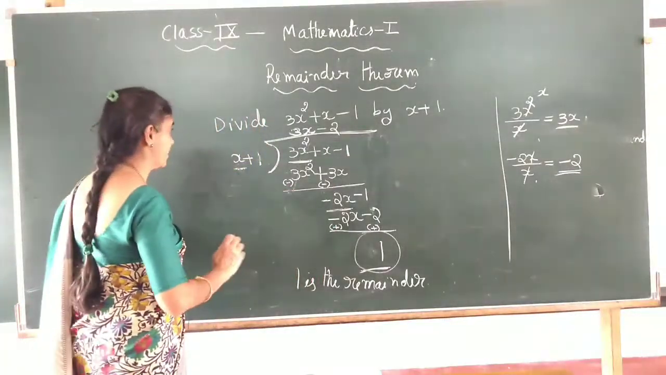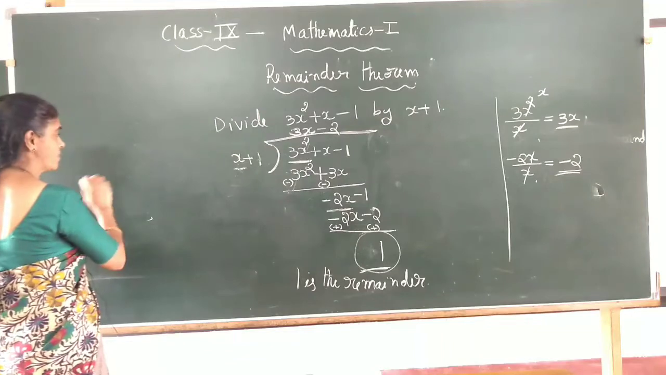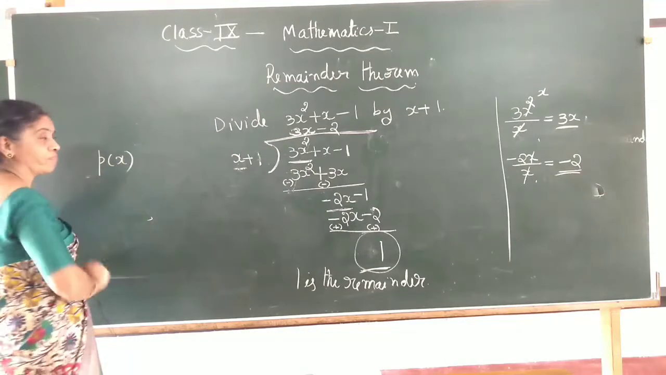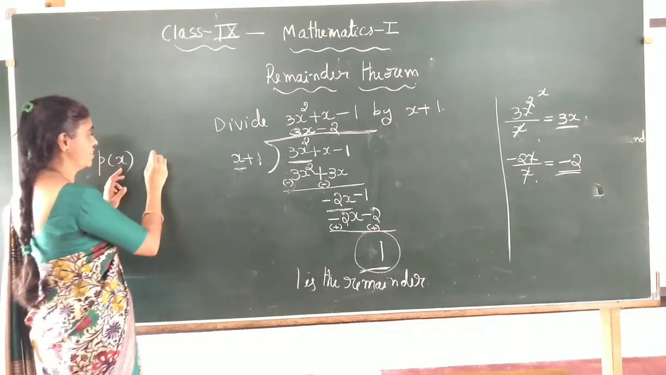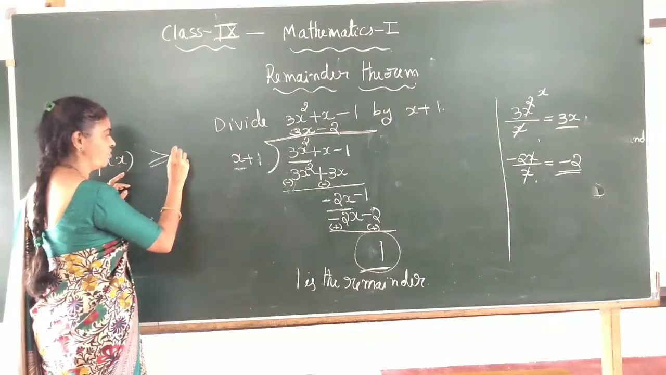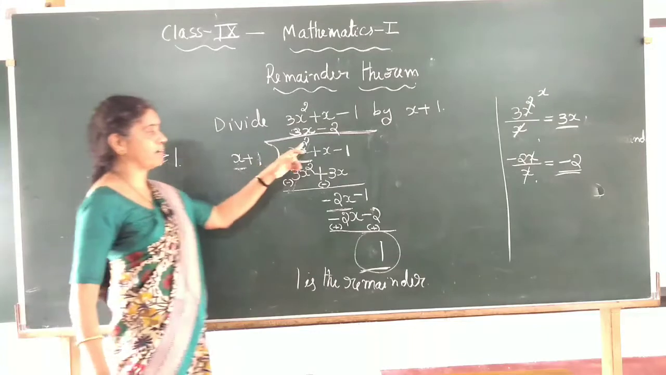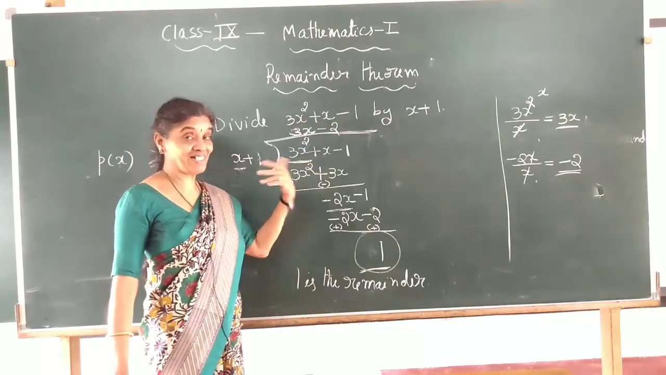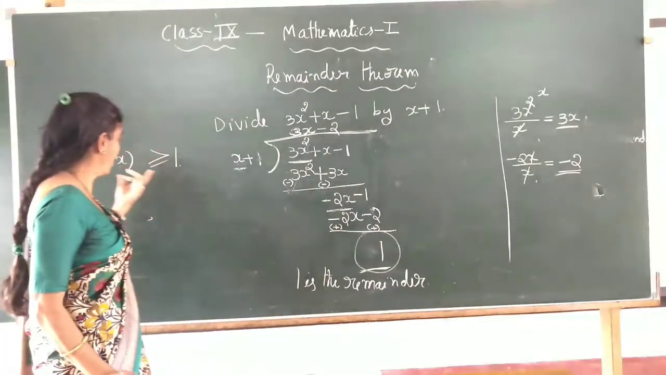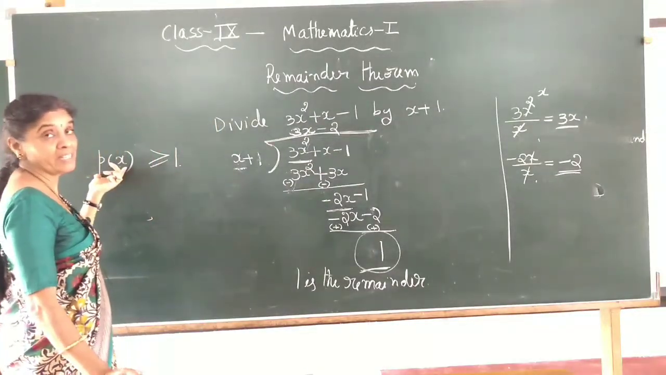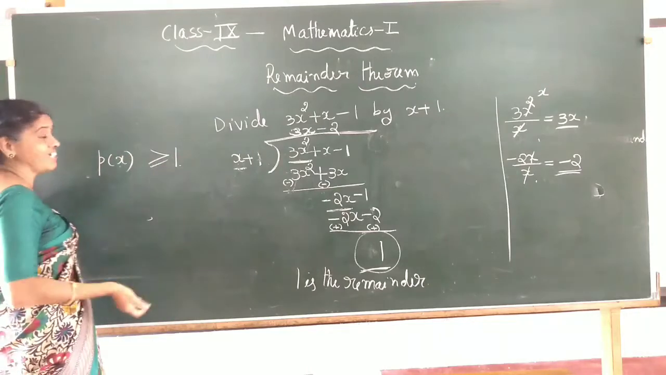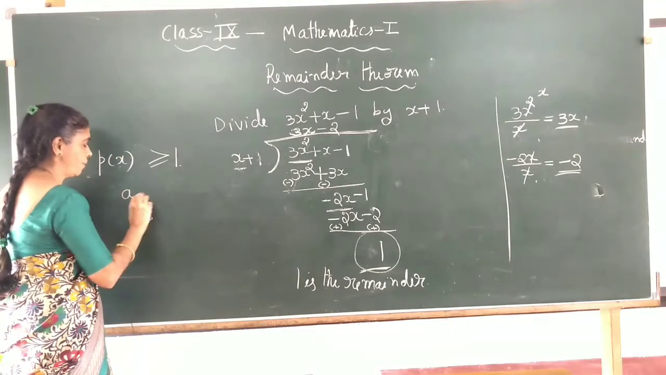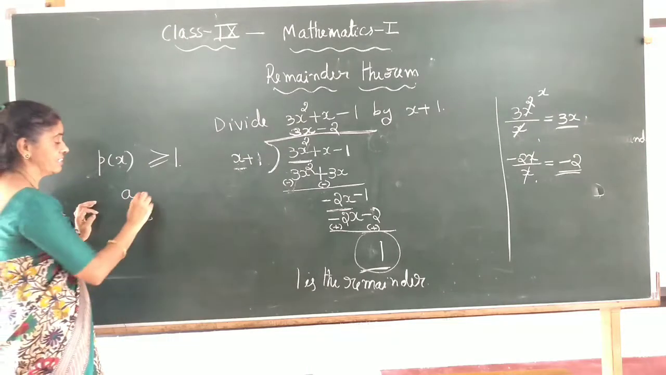According to the remainder theorem, if you have a polynomial, say p(x), its degree is always equal to or greater than 1. Here the degree is how much? 2. It may be equal to 1 or it may be greater than 1. So when you are dividing this polynomial by another linear polynomial, now there is one number a that exists. It is a real number.